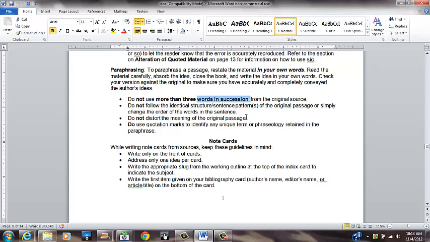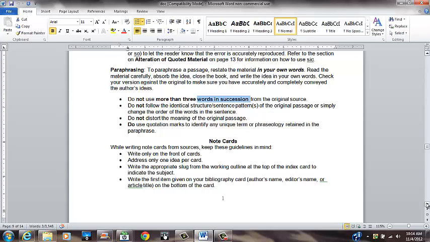A paraphrase is simply recapturing in your own words the author's original intent, not an opportunity for you to skew or to change the author's meaning to suit your agenda. And lastly, do not use quotation marks to identify any unique terms or phraseology retained in the paraphrase. We don't want that to be confused with a direct quote. Okay, so those are the 2 major ways that we take notes, direct quotations and paraphrasing.